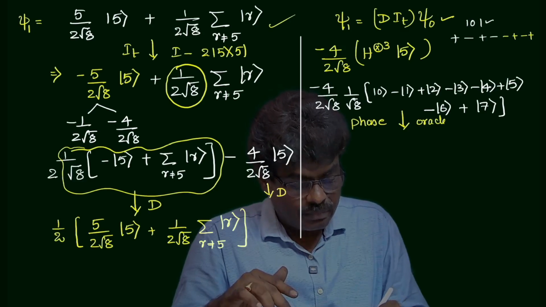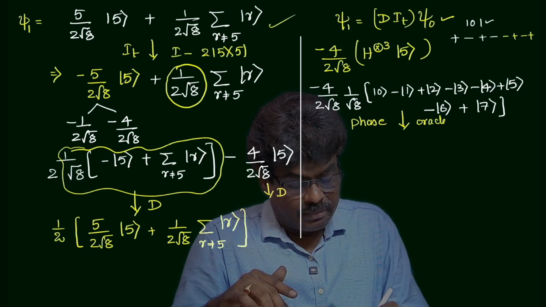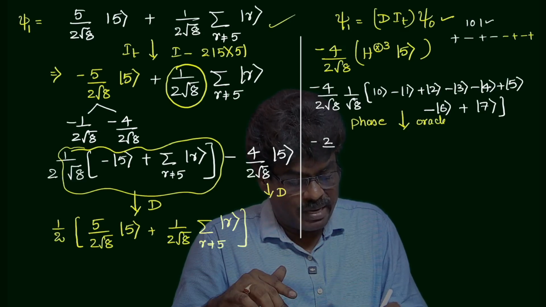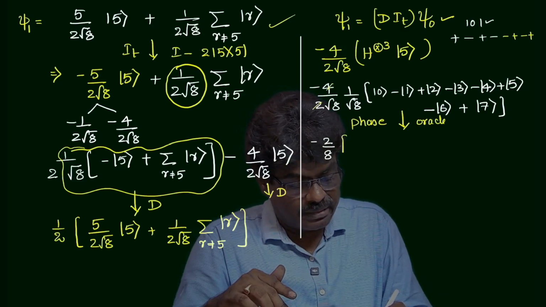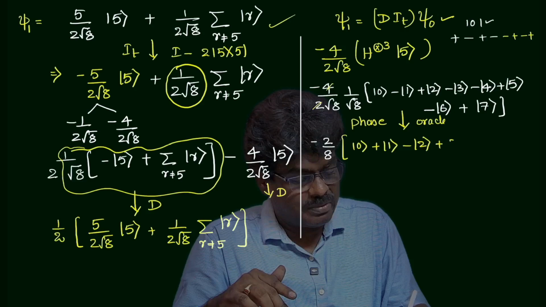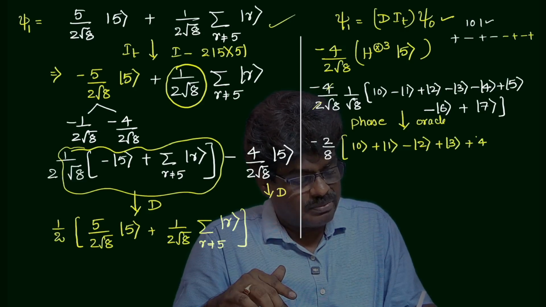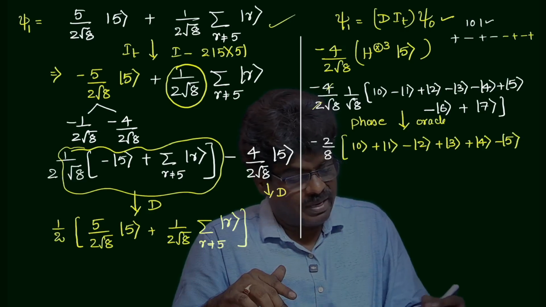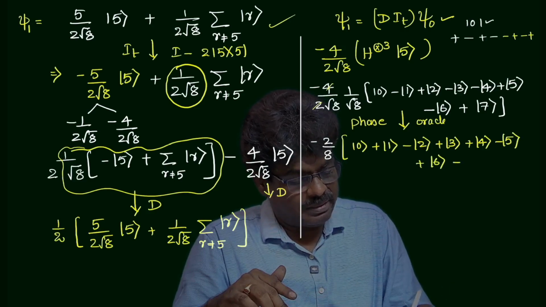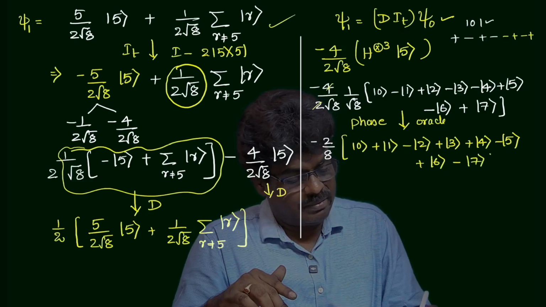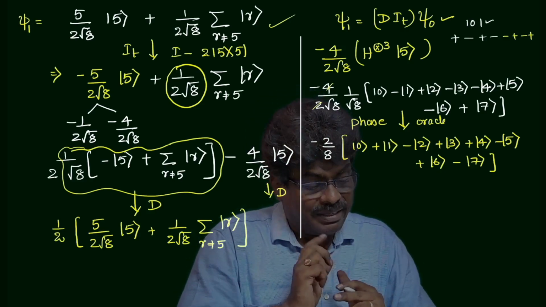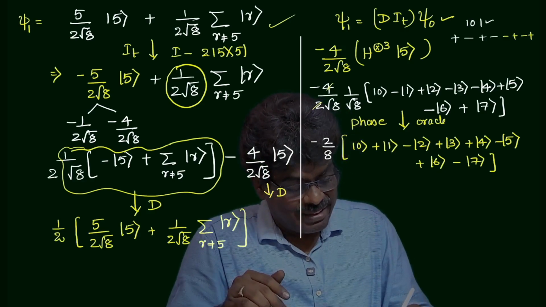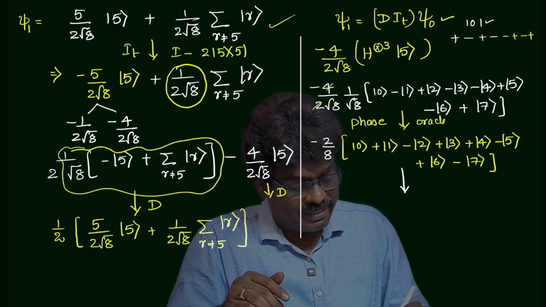That means this is nothing but minus 2 by 8 I can write, because if I cancel this, so 2 times here, 0 plus 1 minus 2 plus 3 plus 4 minus 5 plus 6 minus 7. I have taken opposite. Okay, and here this is the beauty. Now again I am going to operate this Hadamard.